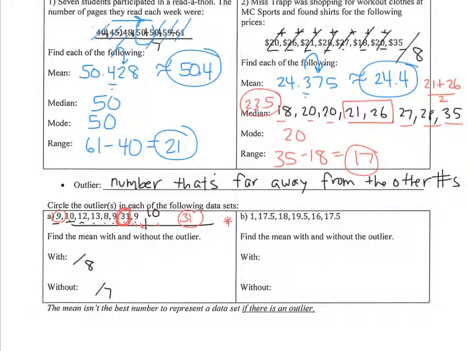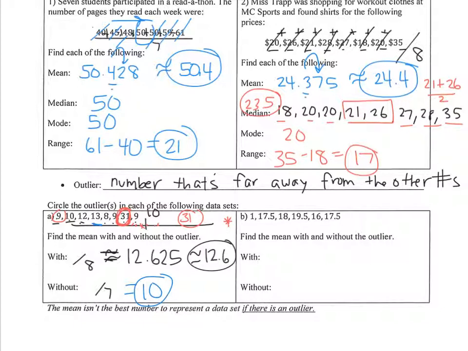So the mean with 31 in it was exactly 12.625, but if I round to the nearest tenth, it's approximately 12.6. And now I'm going to do it by dividing by 7. When I did it dividing by 7, it was exactly equal to 10. So the mean went up with that outlier of 31. Even though there are only two numbers that are greater than 12.6, it made the whole average go up.